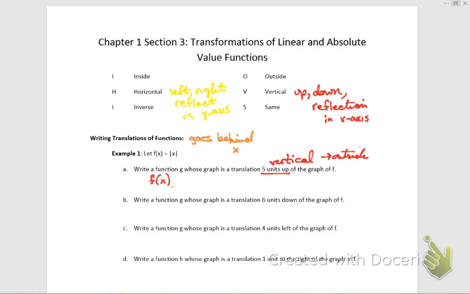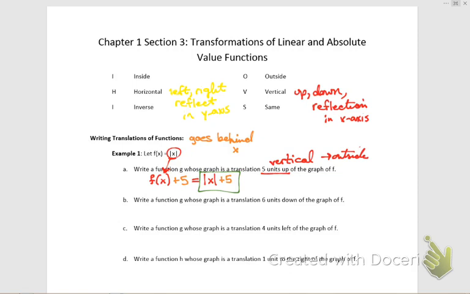Okay, and then because it's moving up, it's going to do exactly what you would think. If I want to move something up, I'm going to add 5 to it. I'm going to add a number, so it's going to be plus 5. Now what this means is that f of x is getting a plus 5 at the end. And so you're actually going to take x, the absolute value of x, and you're going to plug it in right there. So this is the same thing as absolute x, or the absolute value of x, plus 5. And that's it. That's the answer. That's all you have to do, is put a plus 5 at the end.